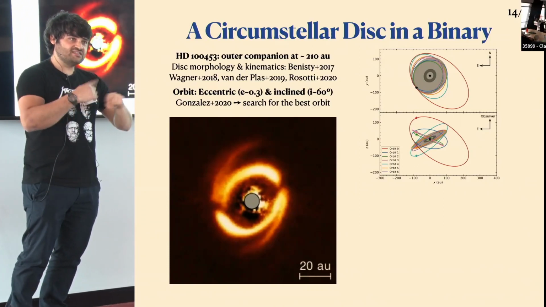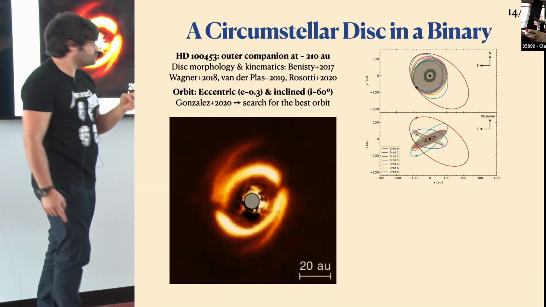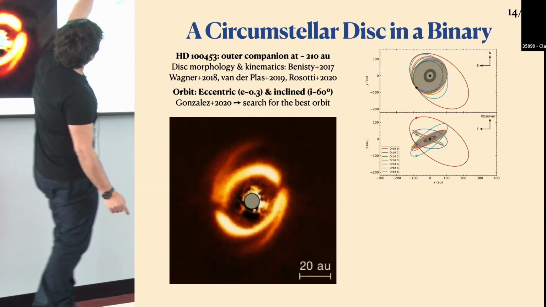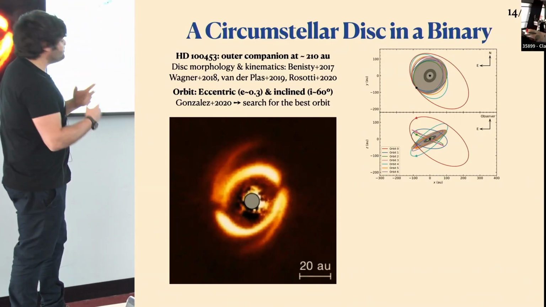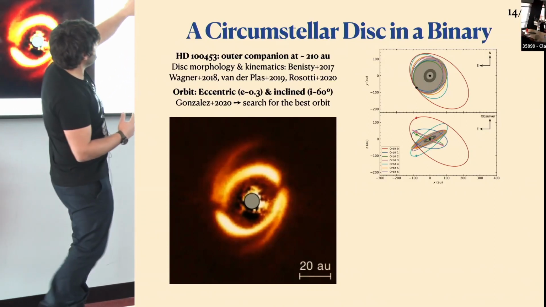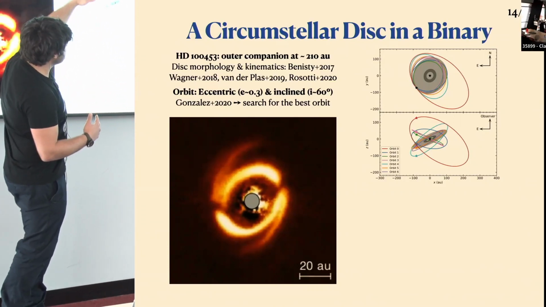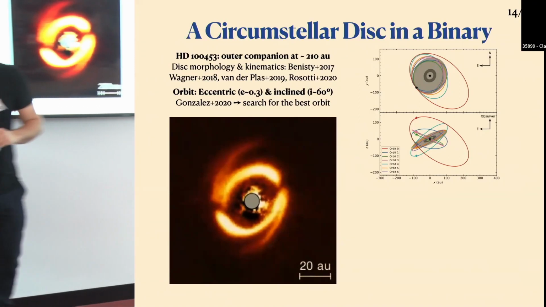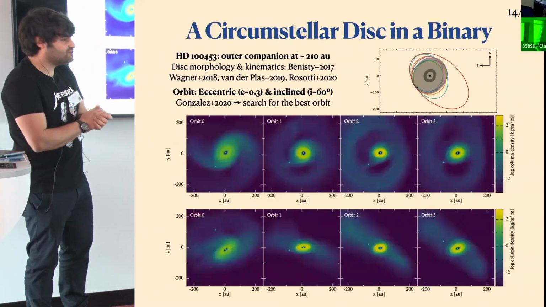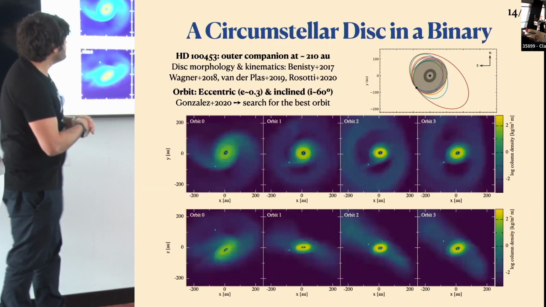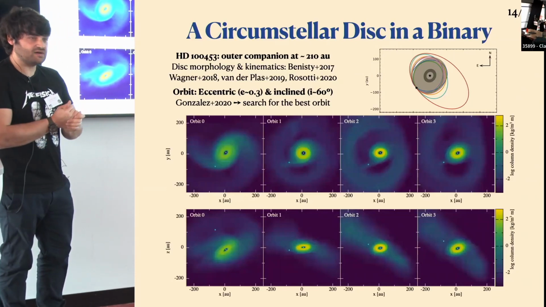So we can do something similar to what was done in HD 142527. We have a very small arc here, and we can draw all the possible orbits. And you see that there is a big spread on the face-on view, but also on the edge-on view. And this is what Jean-François González did with Phantom. So again, a very nice application of what Phantom can do in binaries.